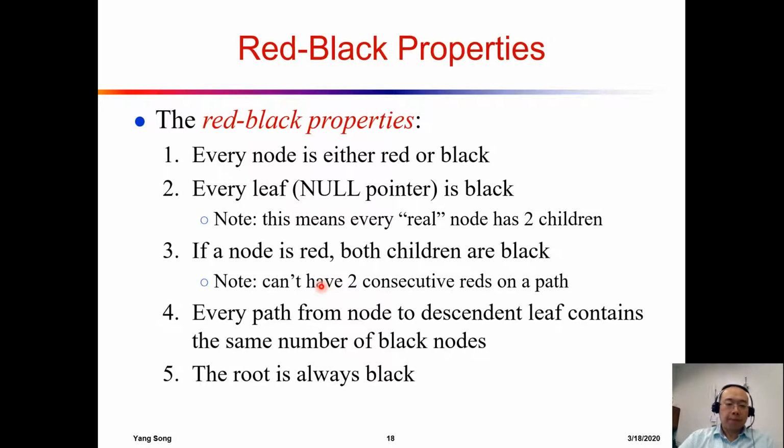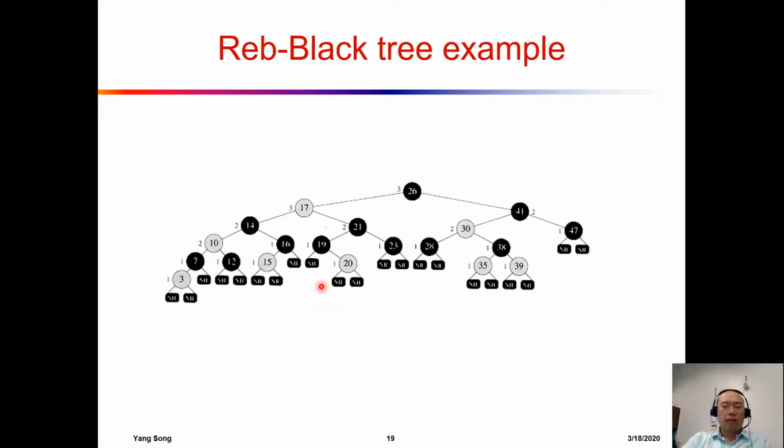Okay, the next part: if a node is red, both children have to be black. Let's see the example again. Let's try to find a red node, for example, 17 here. Since that is a red node, it guarantees that both of the direct children, which are 14 and 21, are black. And for example, 35 is a red node, and both of its children are black.